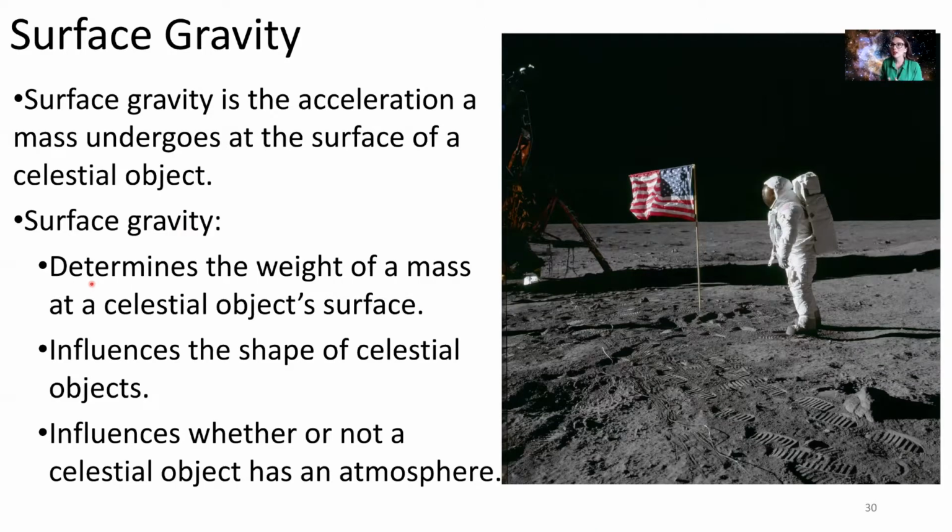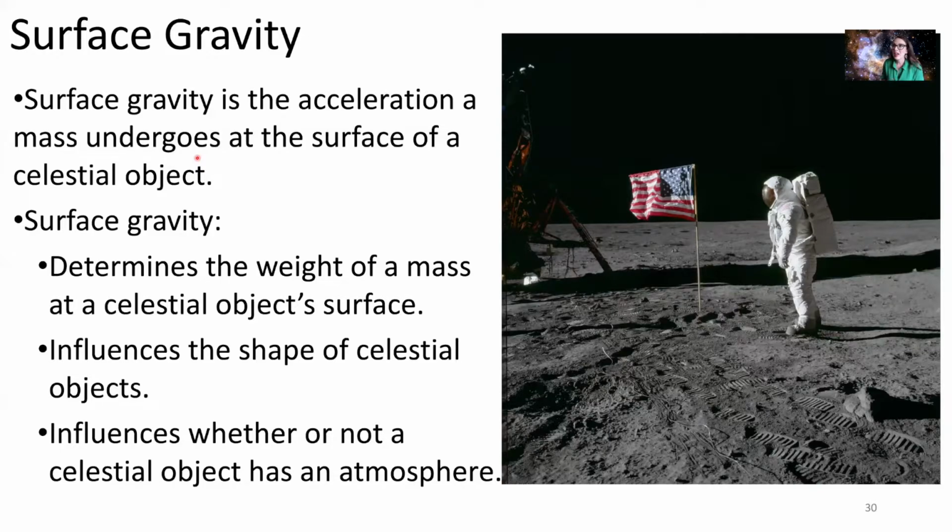For this mini lecture, we are going to talk about surface gravity of a planet, of a moon, of any celestial body. Surface gravity is the acceleration a mass undergoes at the surface of a celestial object. So when I'm talking to my physics students especially, I'll talk about the acceleration due to gravity. That value for our Earth is 9.8 meters per second squared.